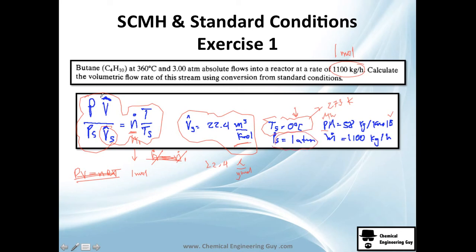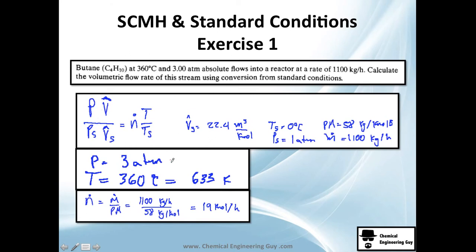So what do we have, guys? We have the pressure, which is given here, and we have the temperature, which is given here. So we only need to find this volume right here. So let's do it. Pressure is also already absolute. Okay, 360 Celsius will be this amount, remember. And the amount of moles will be simply the mass flow, which is this number, divided by the molecular weight here. And you get this number.